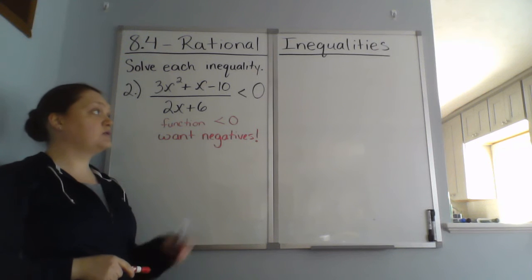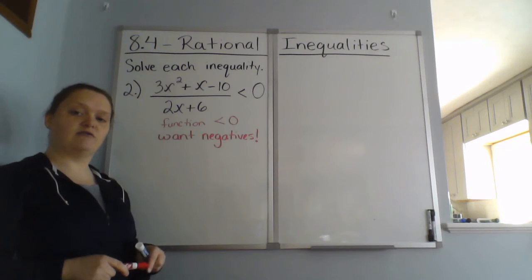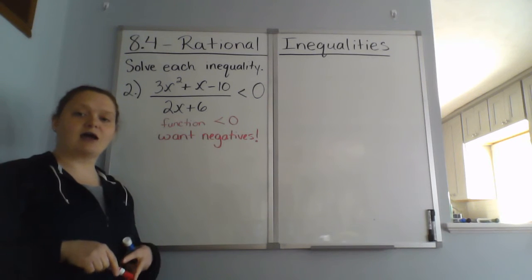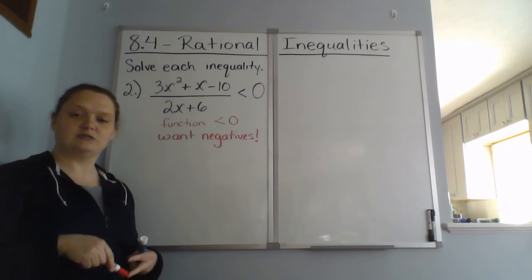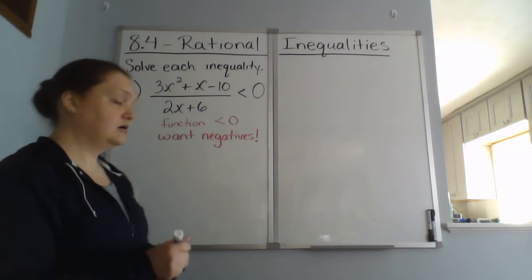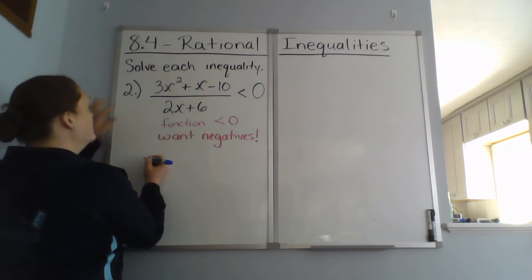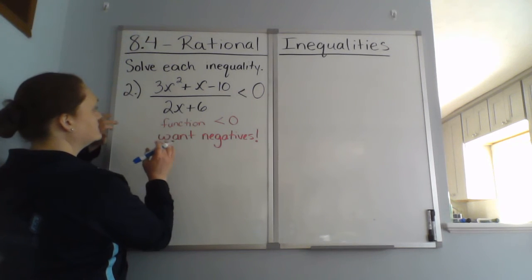So now we need to factor it first so that we can identify what our domain restrictions are with our open circles, and what our x-intercepts are, or numerator equal to 0. All right, so factoring fun. Let's see. Let's get creative here.